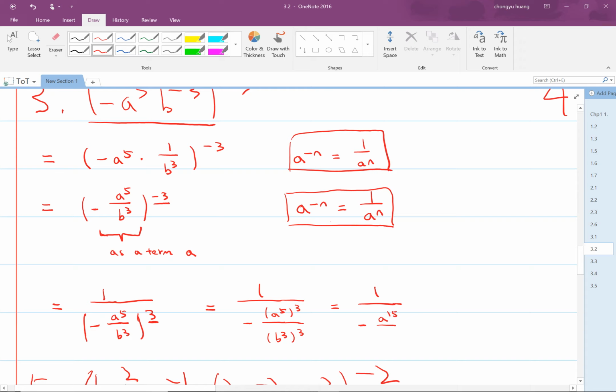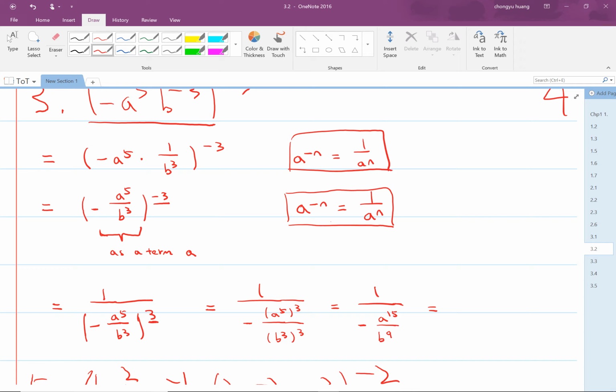And then at the denominator, what we have is b to the power 3 multiplied by 3, which is going to be 9, right? So now we can actually simplify a little bit more. Let me show you how to simplify it.